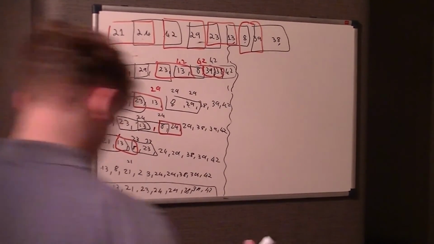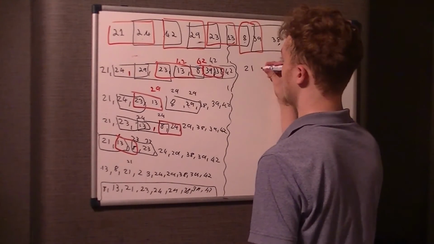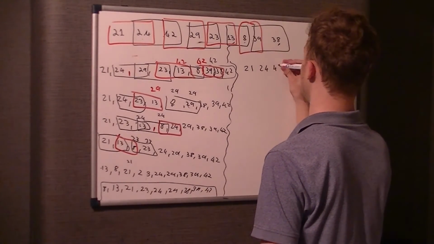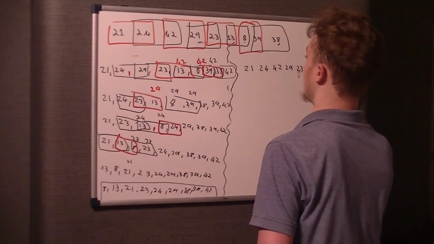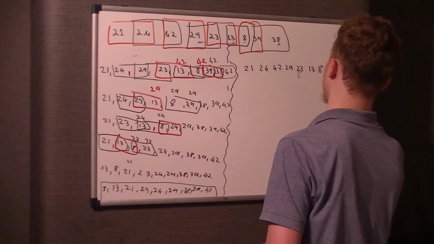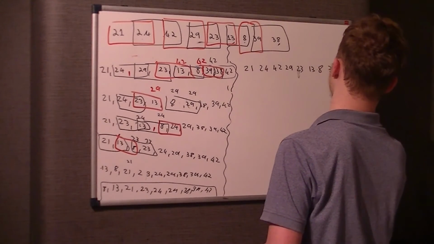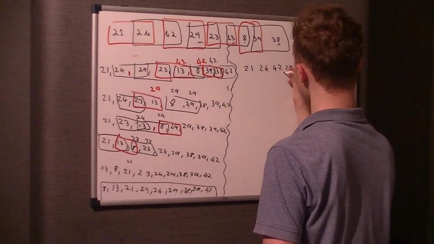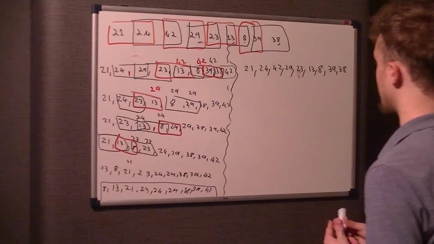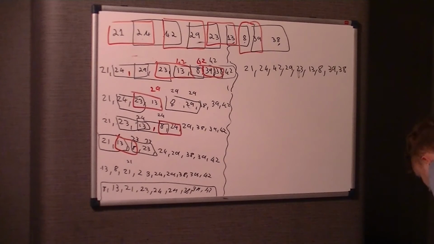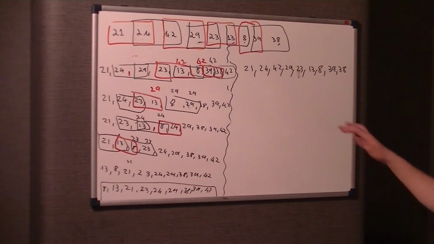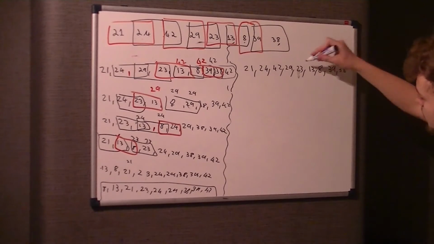So our numbers were, because we're going to need to write this out again, 21, 24, 42, 29, 23, 13, 8, 39, 38. So what does this quick method imply? Well, the structure of what we're doing is that we're going to pick the middle number, and the middle number is 23.